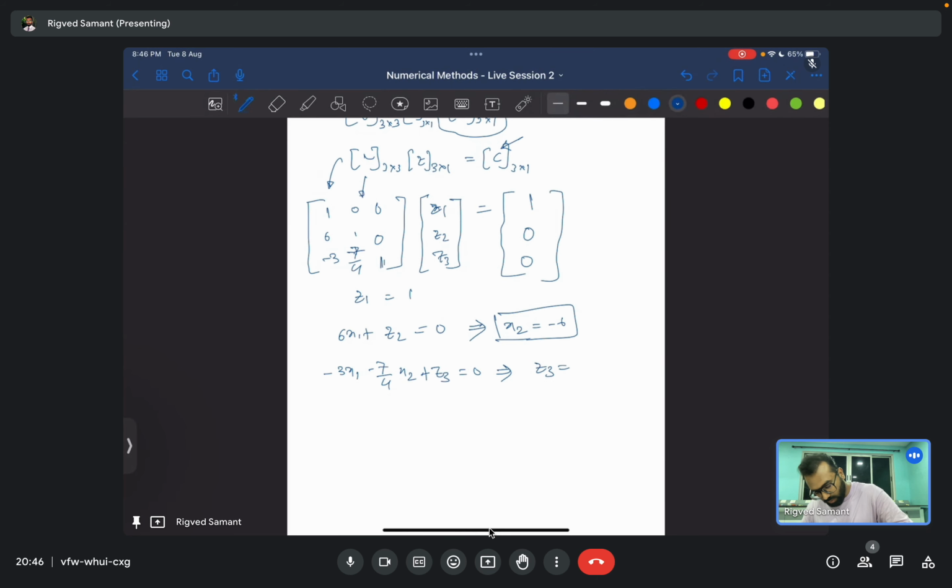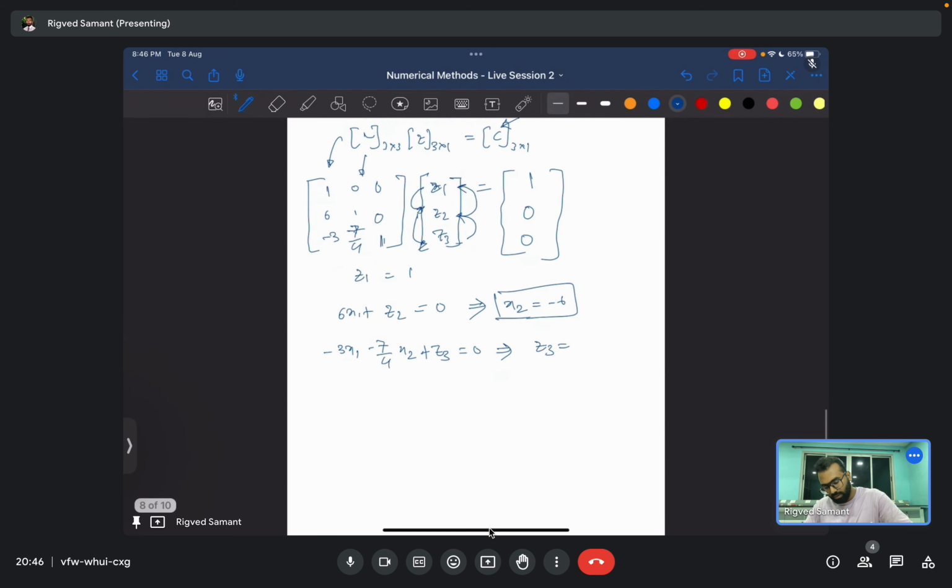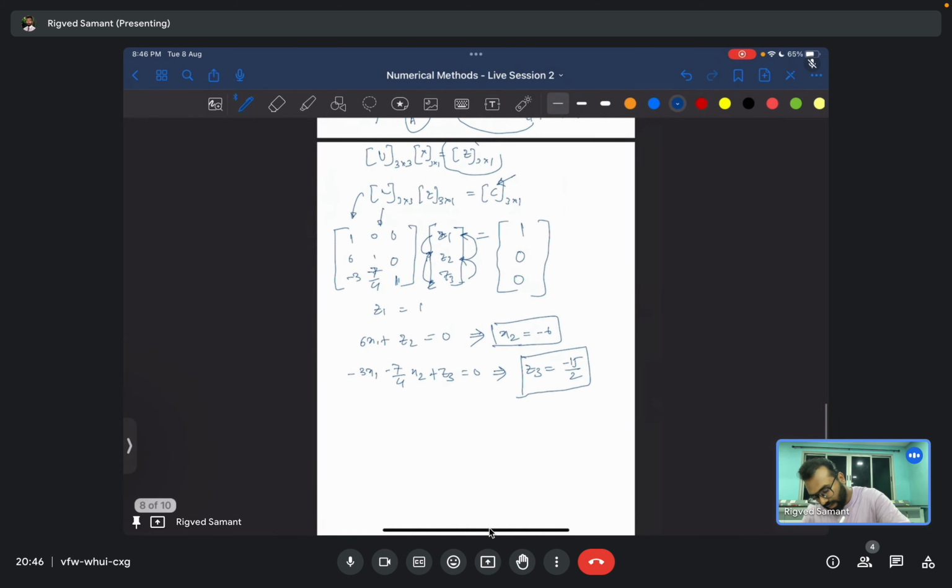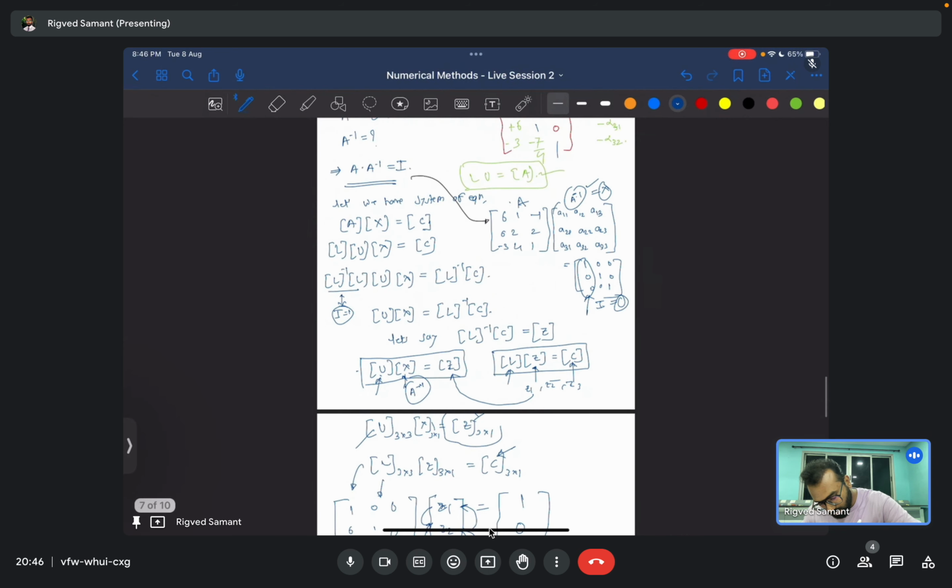Back substitution means once you get x3, then you go for x2 and x1. Forward means first you get z1, then z2, and from these two you get z3. So what is z3? Z3 would be 15 divided by 2. So now you have the value for z, you have the upper triangular matrix, and you can calculate x. And what would x be? Your x would be these values, a11, a21, a31.